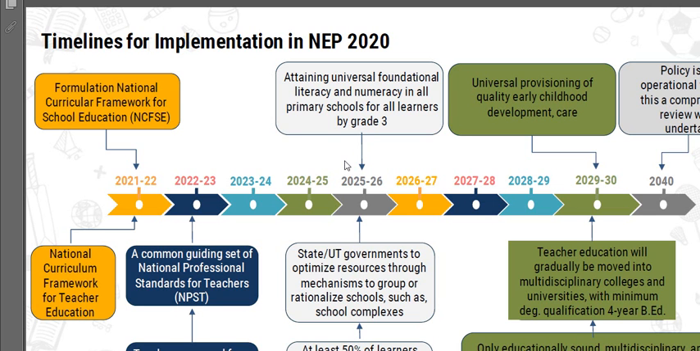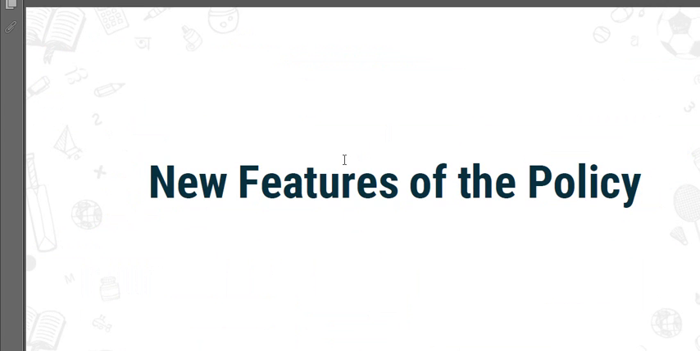At least 50% of learners exposed to vocational education in the school and higher education system. Teacher education will gradually be moved into multidisciplinary colleges and universities with minimum degree qualification of 4 years B.Ed. Only educationally sound, multidisciplinary and integrated teacher education programs shall be enforced, and all TEIs will be converted into multidisciplinary institutes.